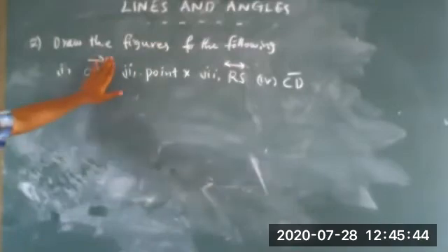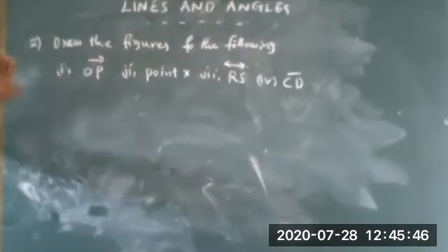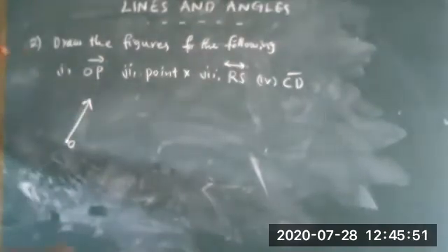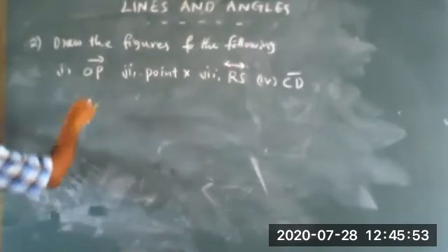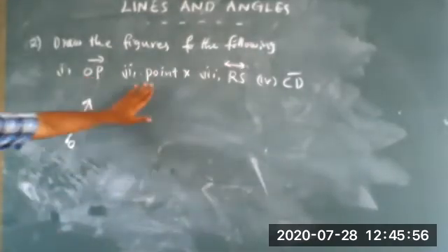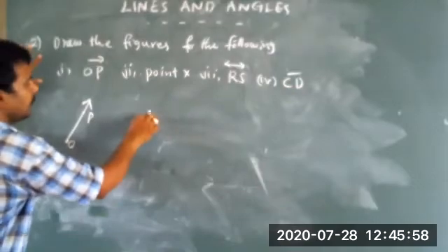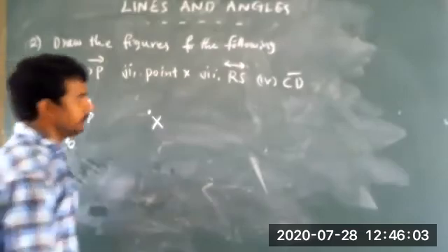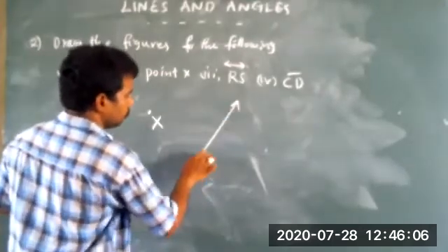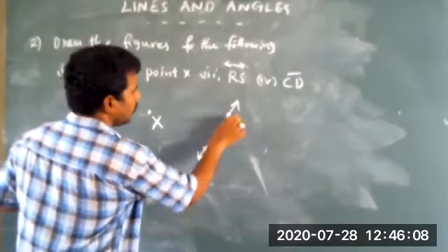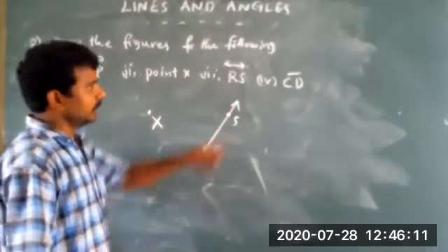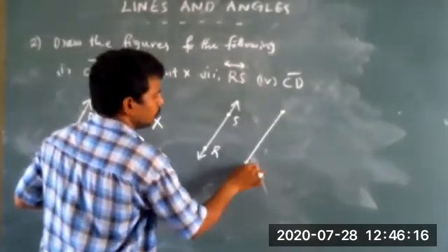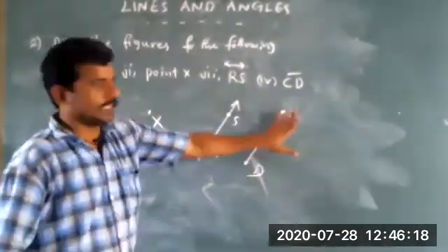The first one, OP ray. What is this? Ray. So you can draw it like this. This is the starting point, O. This is P. So this is the OP ray. The second one, point X. The third one, RS line. Yes, this is the RS line. The CD line segment. So CD line segment.